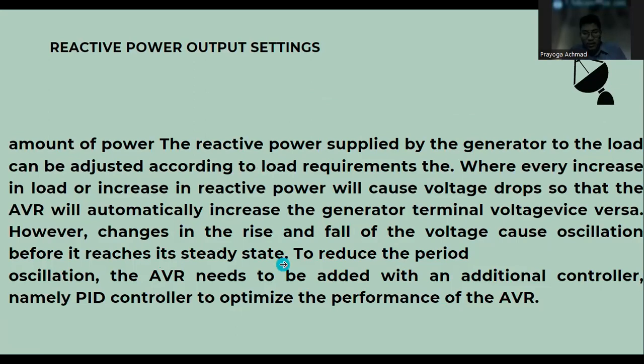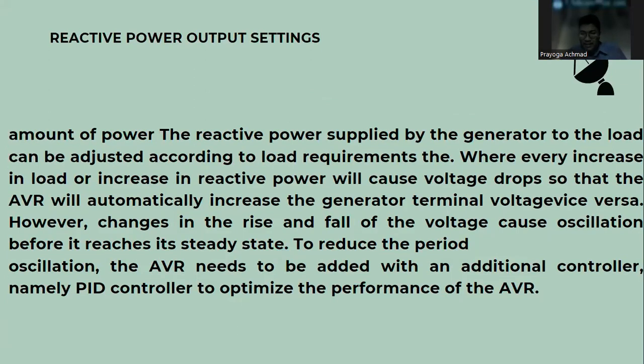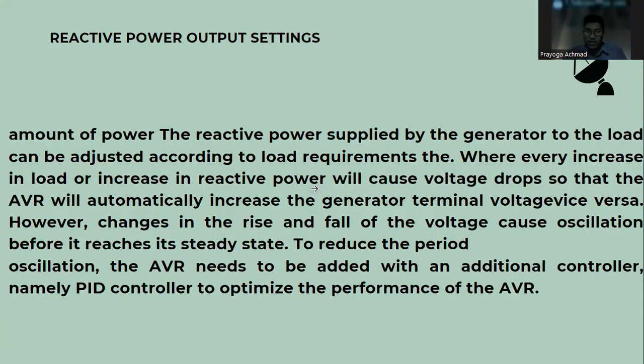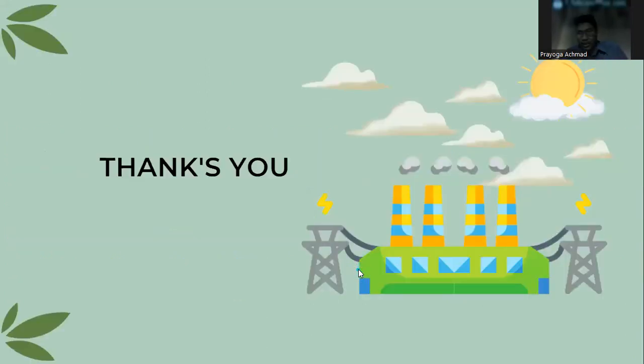The PID controller optimizes the performance of the AVR. We can look at this voltage signal of the generator. The AVR needs to be added with an additional control, a PID control, to optimize the performance of the AVR.